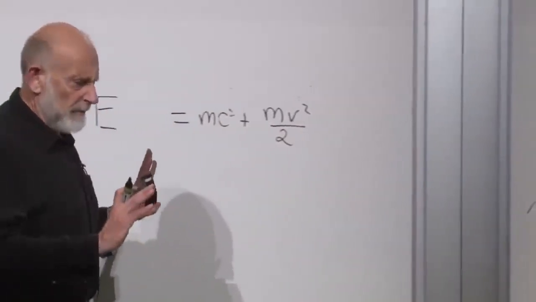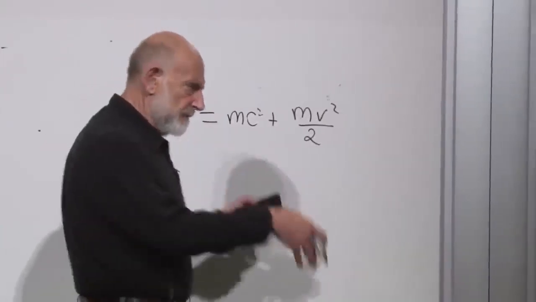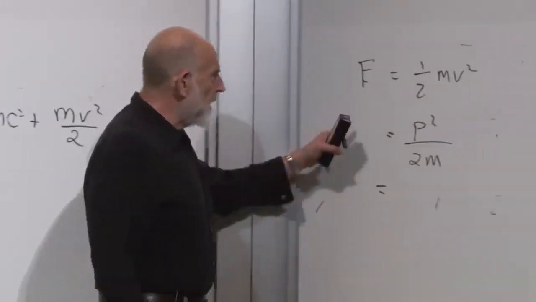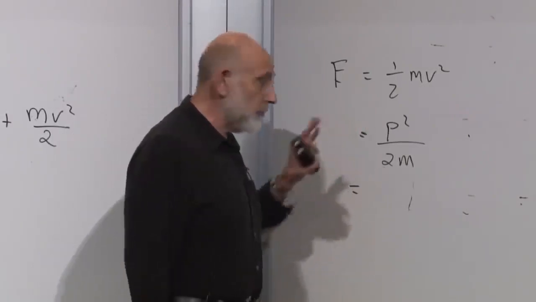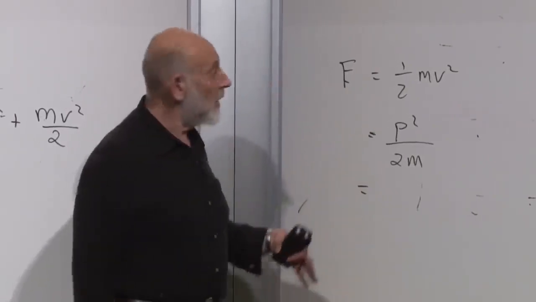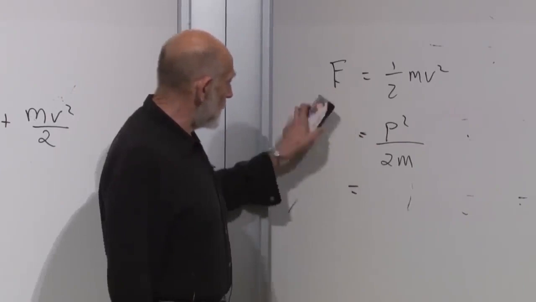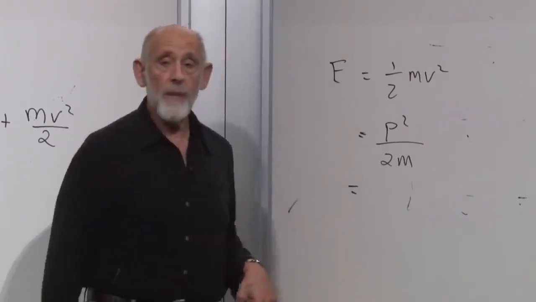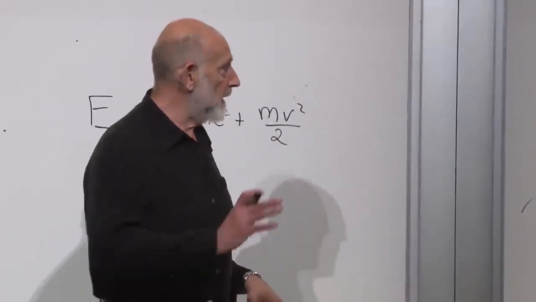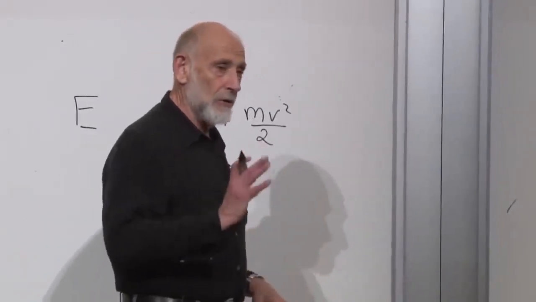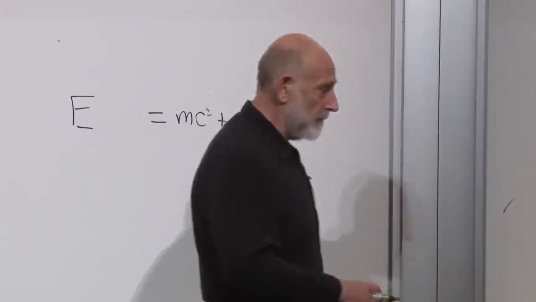I'm talking now not about relativistic mechanics, just old-fashioned mechanics. We write the energy in terms of the momentum. That's another way, an alternative way to express the energy. Okay. What happens if we do the same thing in relativity? Can we find the expression for the energy of a particle in terms of its momentum?